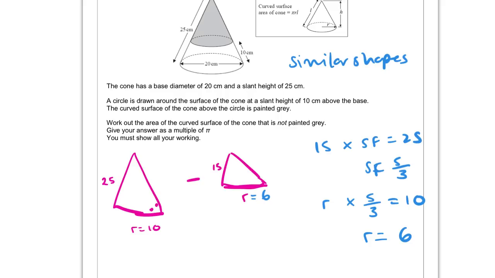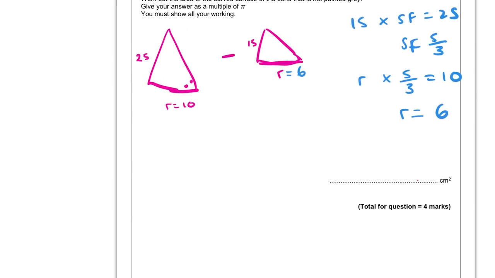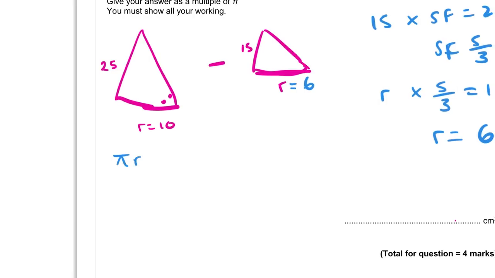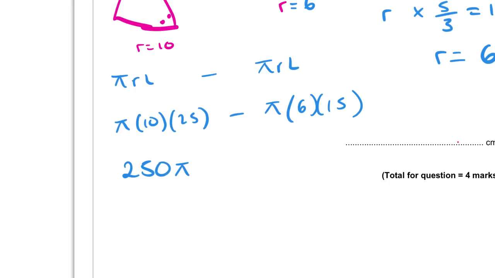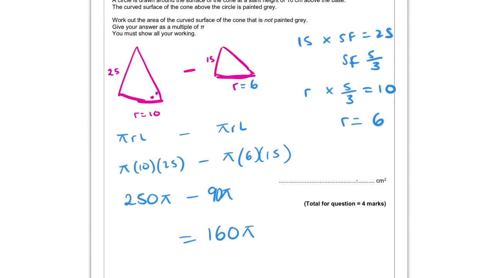Awesome. Now, for curved surface area, it just wants pi r l. So, here we go. Pi r l minus pi r l. In this case, I have pi lots of 10, lots of 25, minus pi lots of 6, lots of 15. So I'm going to get 250 pi minus 6 times 15, 90 pi, which is going to give me 160 pi. I'm going to leave that in terms of pi. So there we go. Nice and simple.